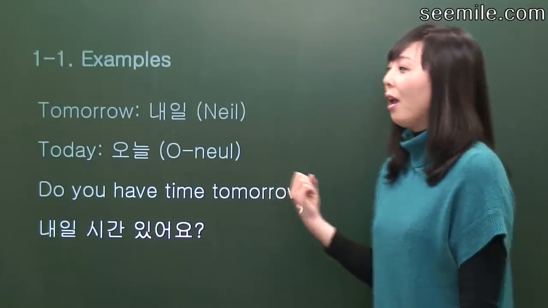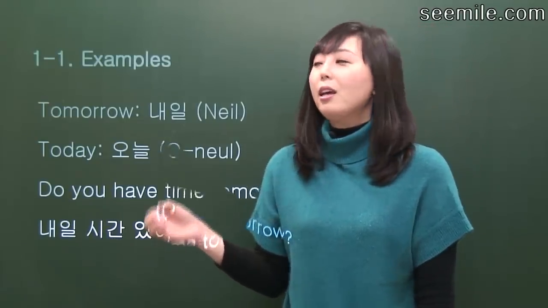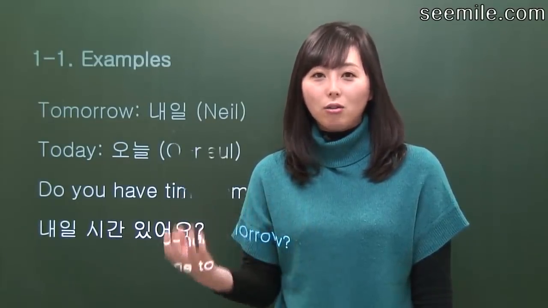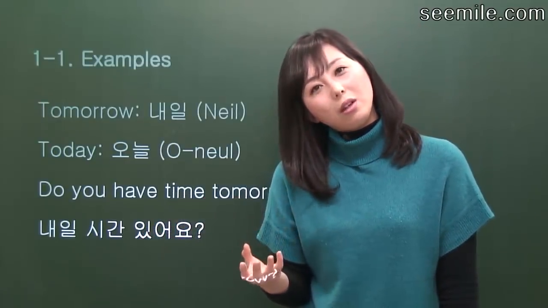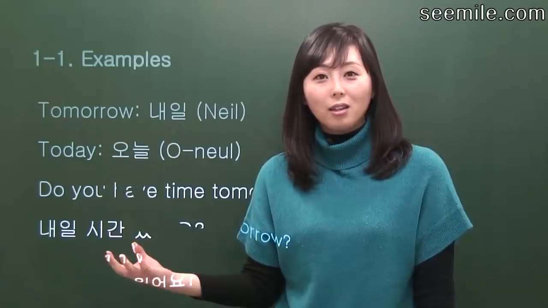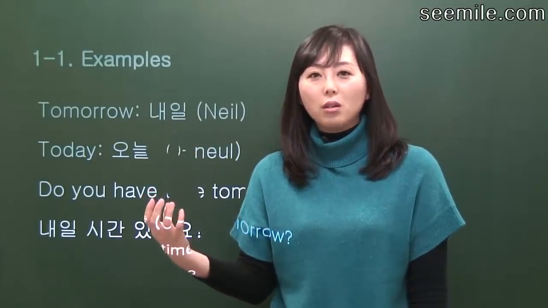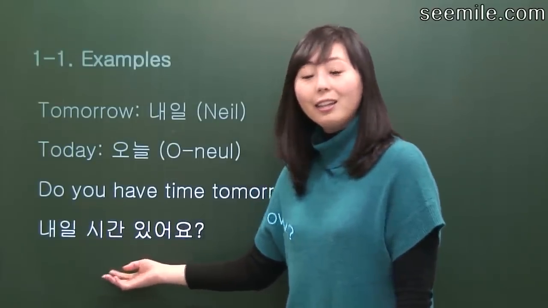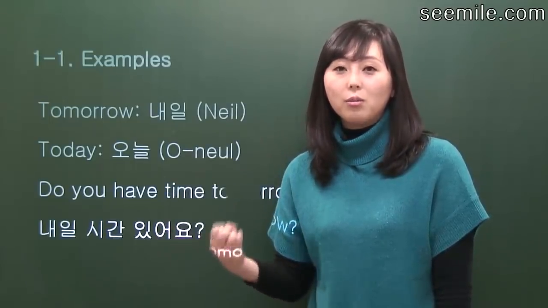Okay? And this is used for a meeting appointment, but it is also used when you ask your girlfriend or boyfriend out. Maybe you like a Korean girl and you want to ask her out for dinner or something like that. In this case, you could also use this expression. Like if you like a Korean girl named Jung, and you say, Jung, do you have time tomorrow? 내일 시간 있어요? Which means I'm asking you out for dinner or something like that.